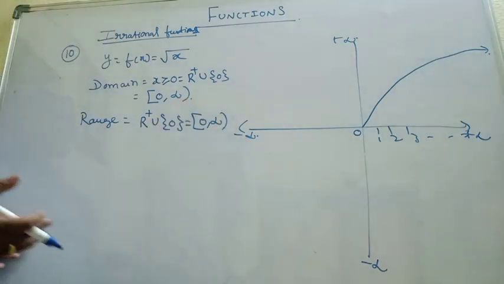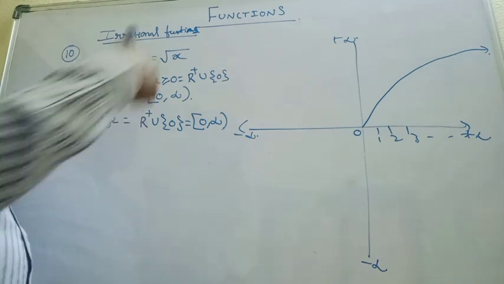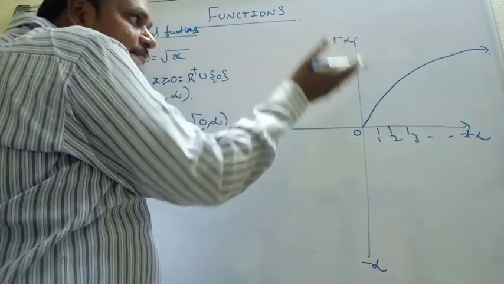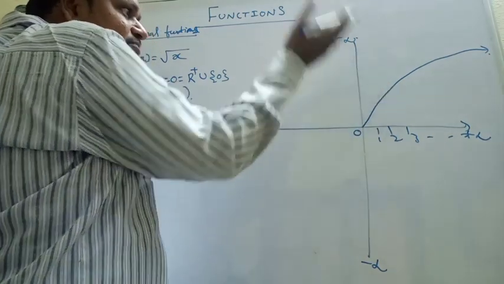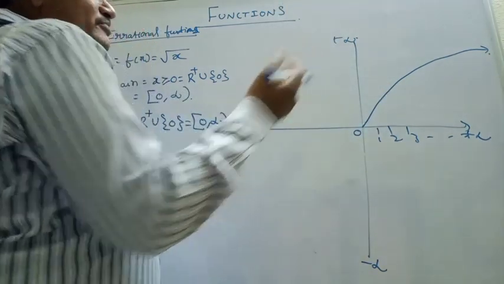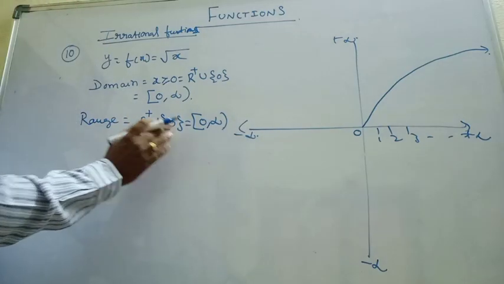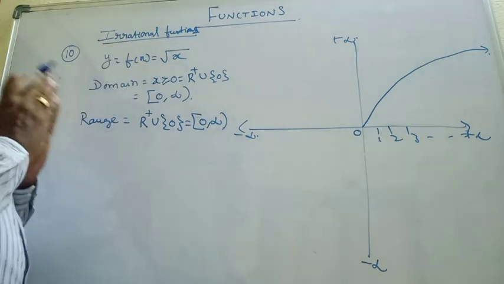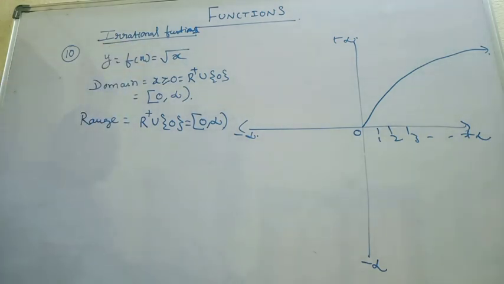And how will you draw it? As I told you, you can take a table of values and observe that the shape will be like this. It is actually above the x-axis, which means it always gives positive output values also. That's why the range is 0 to infinity, and the domain is also 0 to infinity. We have got it like this, right?